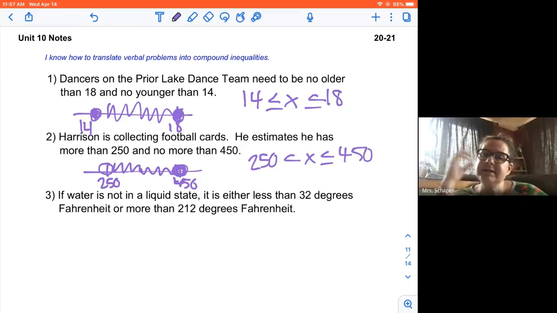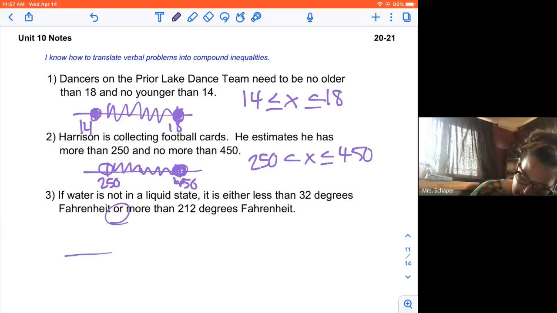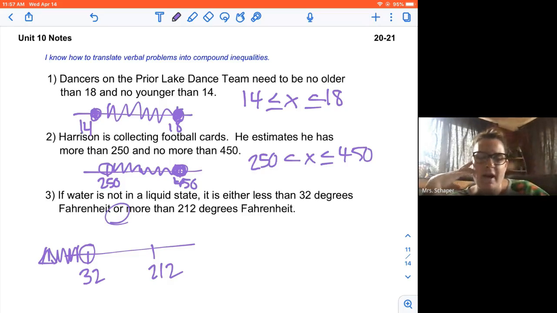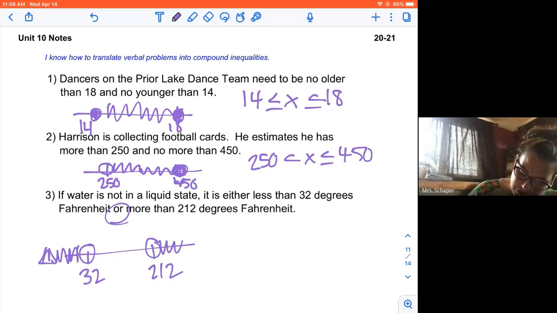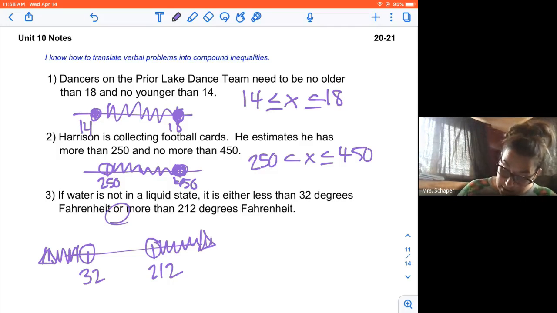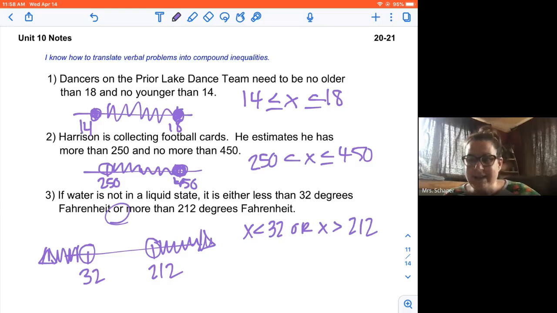Okay, if water is not in a liquid state, it's either less than 32 degrees Fahrenheit or more than 212 degrees Fahrenheit. So we're talking about when it's a solid and a gas. Okay, we see the word or. I'm going to sketch this out just because it helps me visualize a little bit better. So if it's not in a liquid state, it's going to be less than 32. So I guess I'd have to confer with Miss Stark and Miss Kuchenmeister if it actually included 32. But I think I've measured stuff at 32 and that's where it's transitioning. So I might need to do some work on that. And then it has to be more than 212 degrees. Okay, because those graphs are going apart, that's telling me that it's going to be an or statement. So X is less than 32 or X is more than 212 when water is not in a liquid state. Cool stuff.